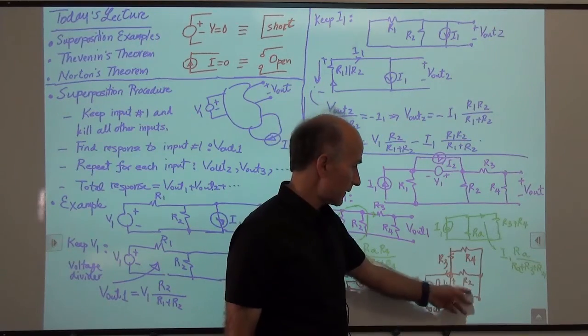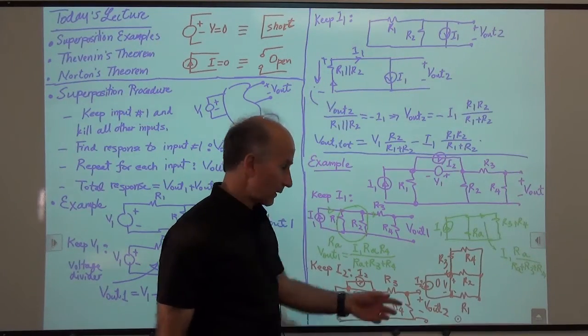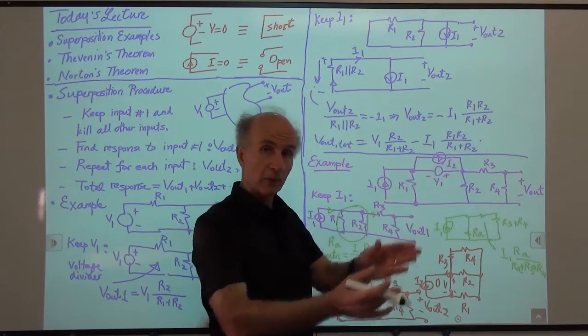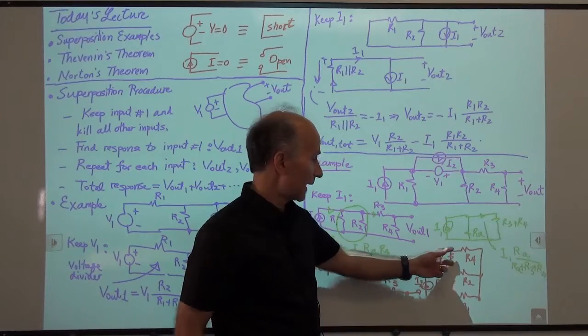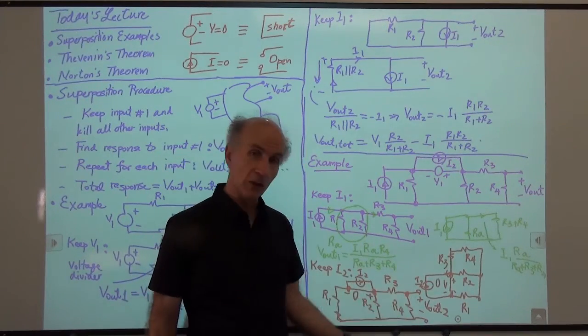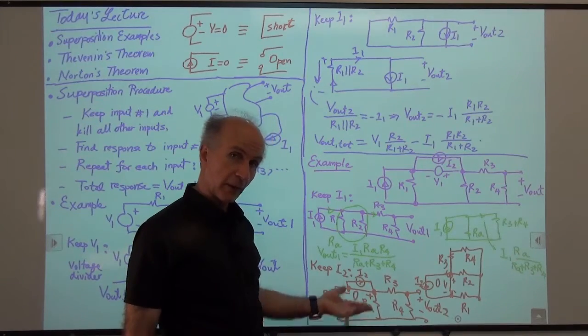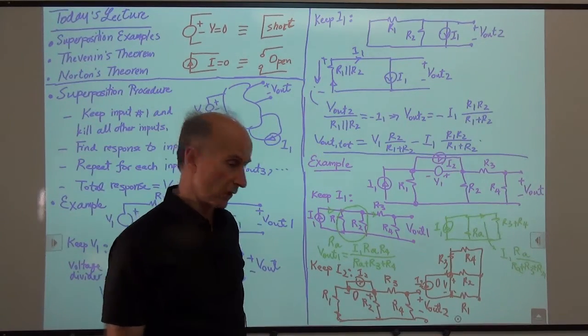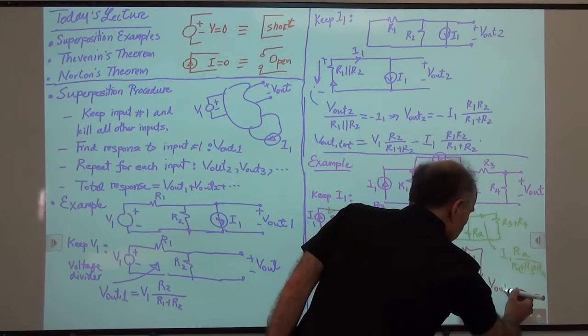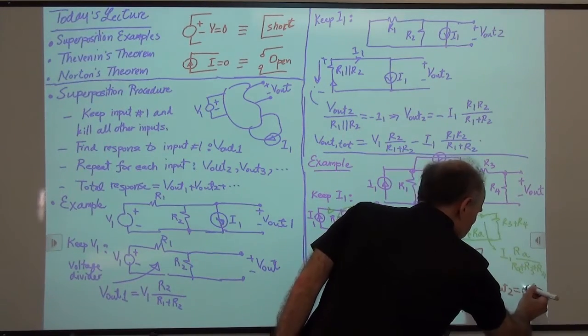So none of these resistors carries any current because, in a sense, this current source is shorted out. It doesn't make it to any other branch. And that means that, for example, the voltage across R4, this voltage, is 0. So in this particular case, Vout2 happens to be 0. Okay, so we say Vout2 is equal to 0.